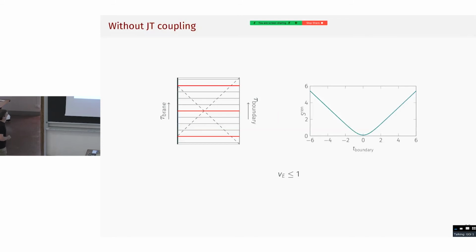Okay, so let's start with subcritical branes and the vanilla case without any JT. Here I've just drawn a bunch of RT surfaces. Here's the brane, here's my boundary. They just follow straight lines in crystal coordinates.